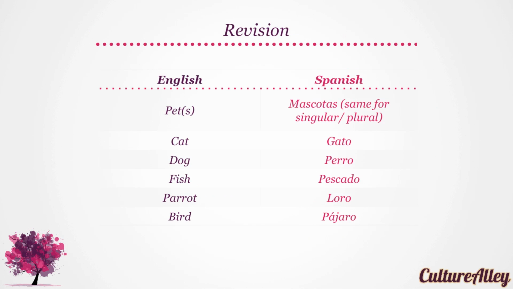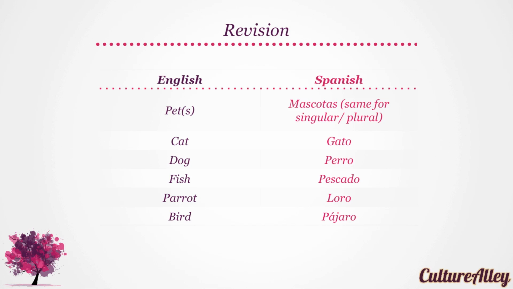Very good. And here is the vocabulary for the names of pets again. Pets translates to mascotas. Cat is gato or gata. Try these, please. Gato or gata. Dog becomes perro or perra. Fish translates to pez. Can you try that?